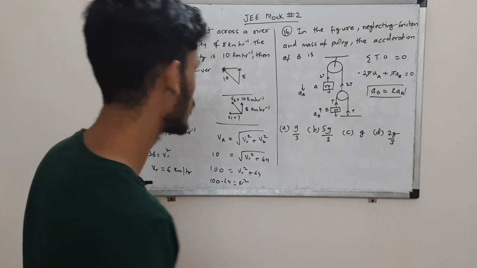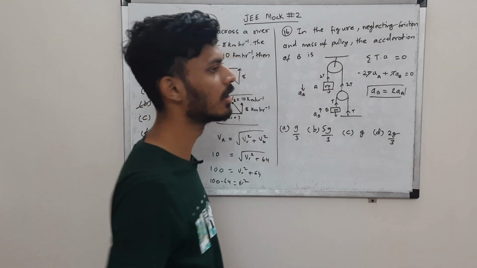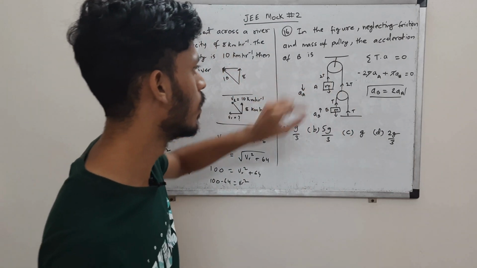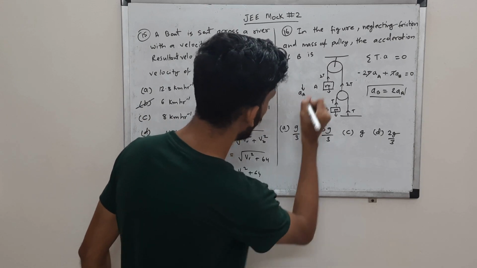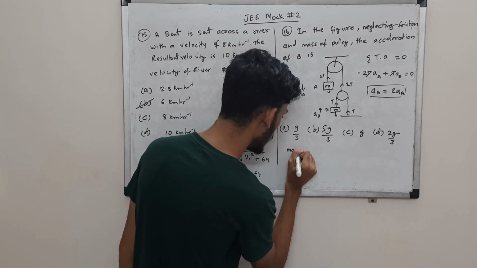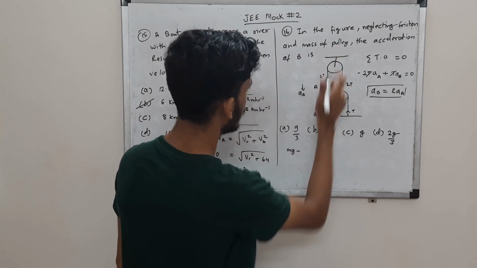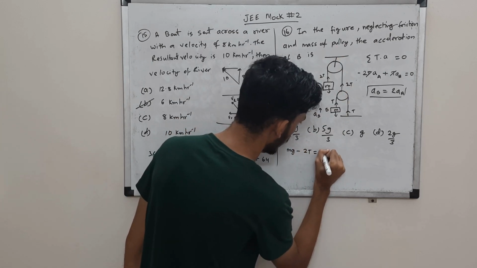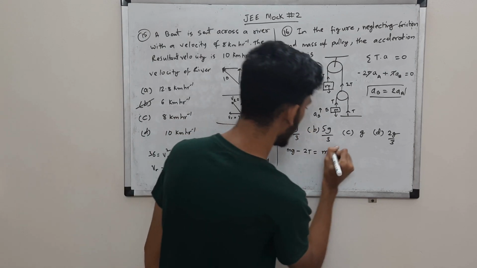That is why it's happening so. Okay. Now write the equation of motion for block A and block B. So for block A, it is going in the downward direction, so mg is greater. mg minus 2T is mass into acceleration of A.